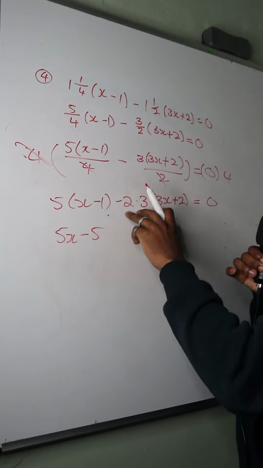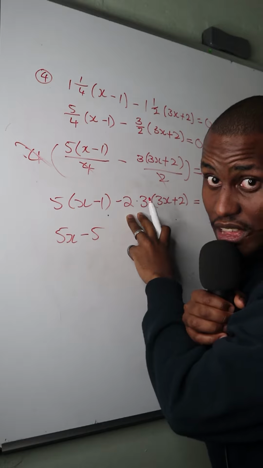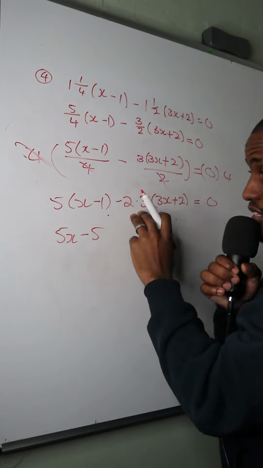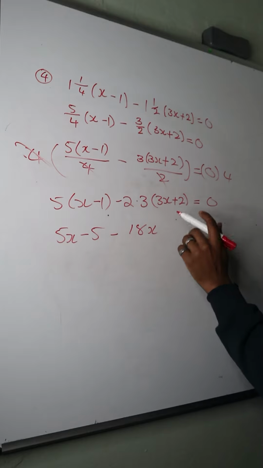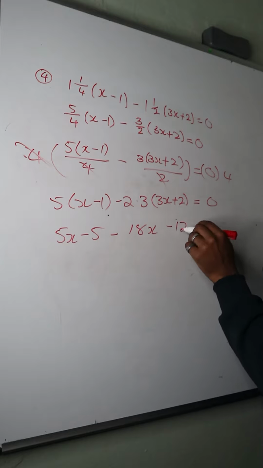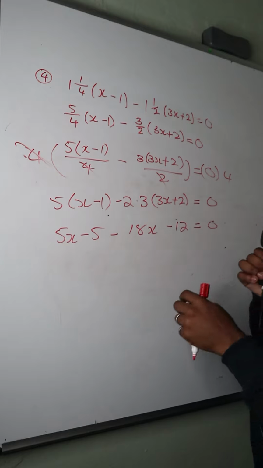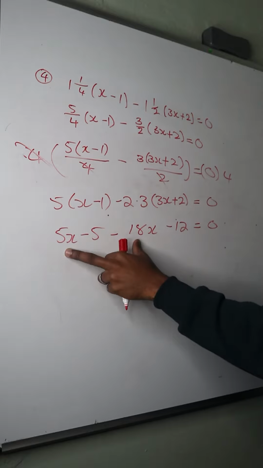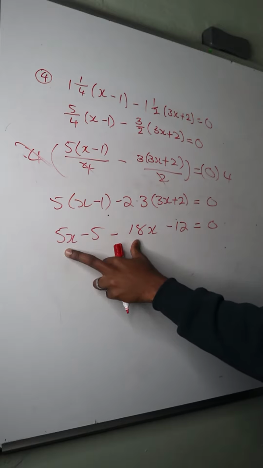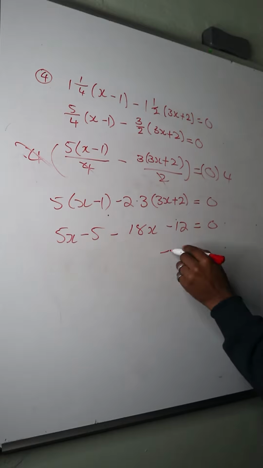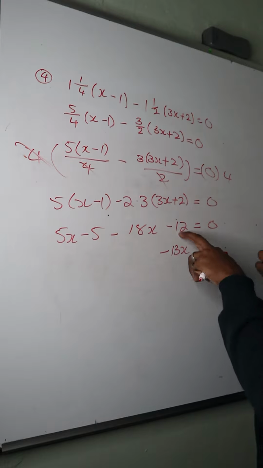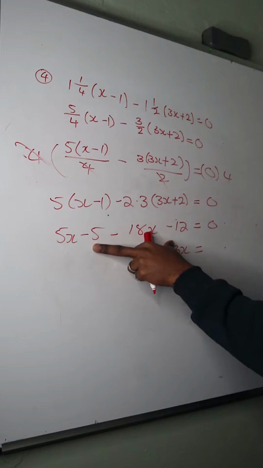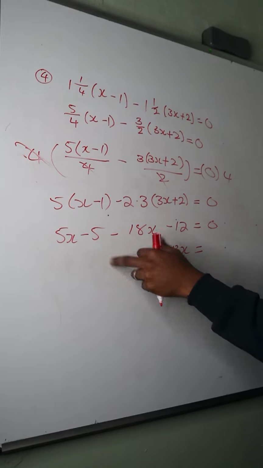This is a 6. I know you know a 2 times a 3 is a 6. Negative 18x plus negative 12 equals 0, right? We're going to have a positive 5, negative 18. That gives us negative 13x equals negative 5, negative 12. That is a negative 17.